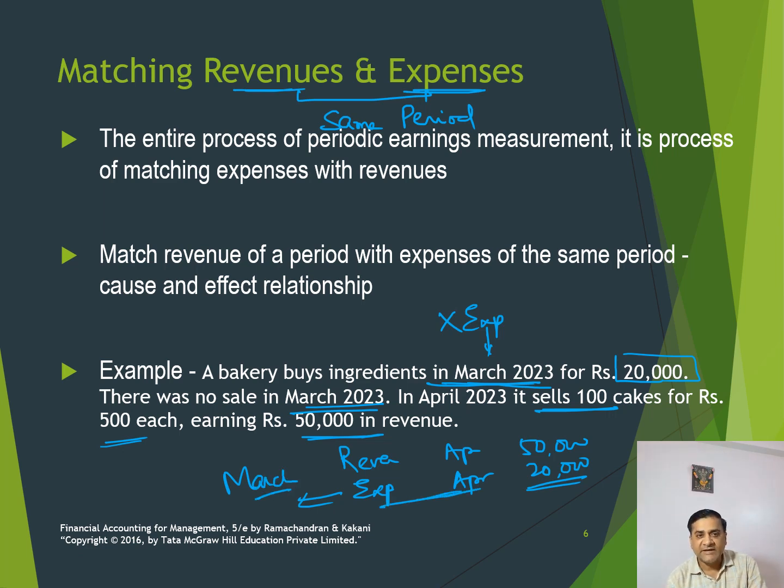Why? Because the matching concept says whatever the period of revenue is, you need to match the expense related to making that revenue happen. So that is the matching concept. Herein we have purchased the goods in the month of March, but we do not record that in the month of March. What we do is we record that as an expense in the month of April, right?